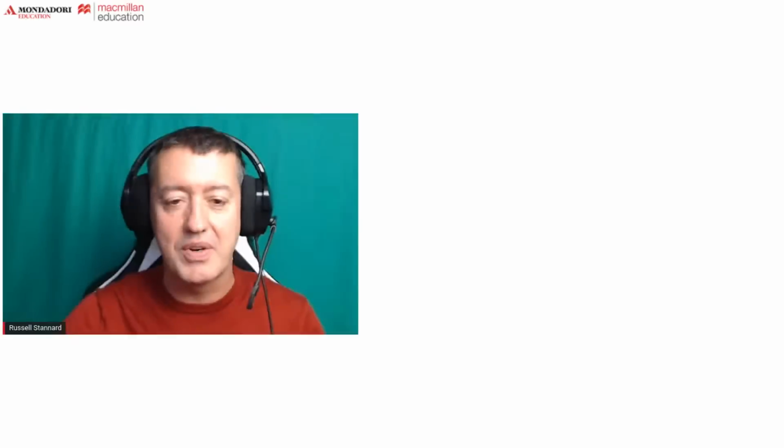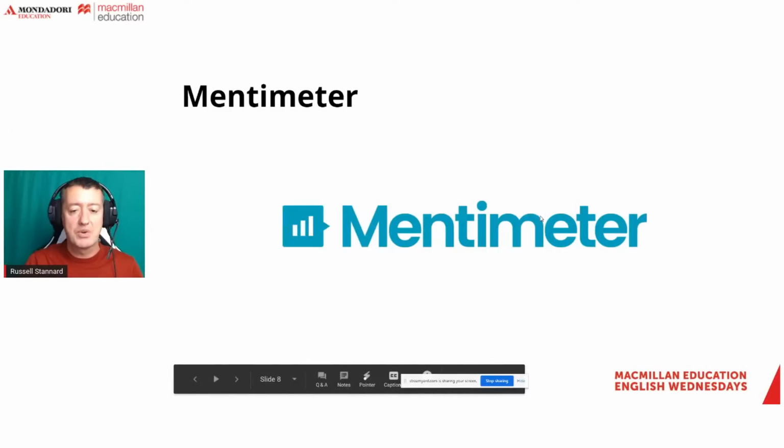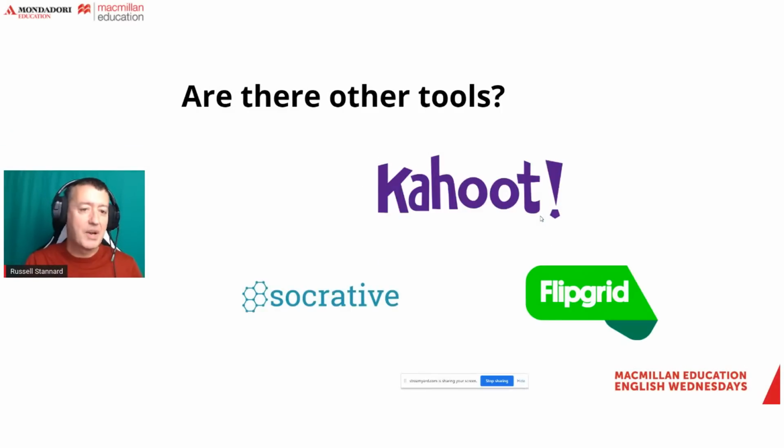So we've looked at a couple of new technologies, or not necessarily new technologies, you might already know them. Word Wall, and we looked at Mentimeter. There are other tools, of course. Some of you mentioned some of these: Kahoot, Socrative, Flipgrid, etc.